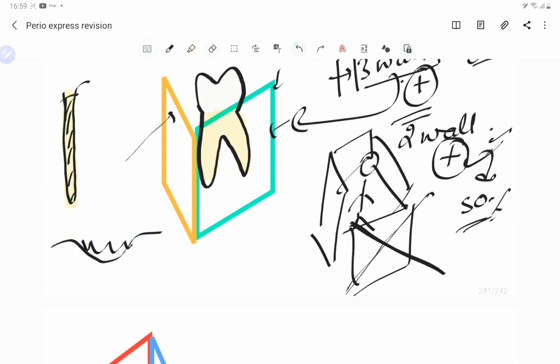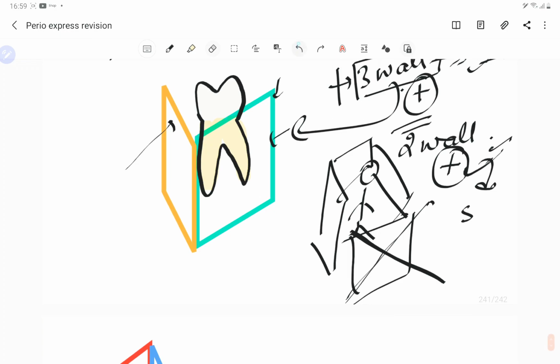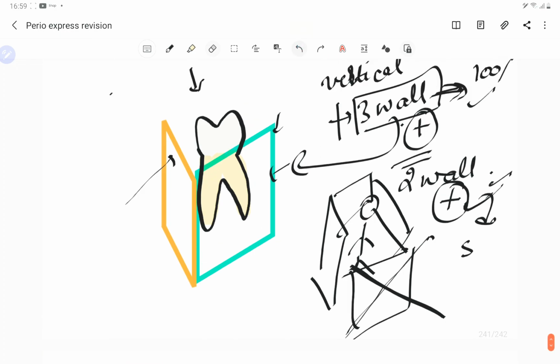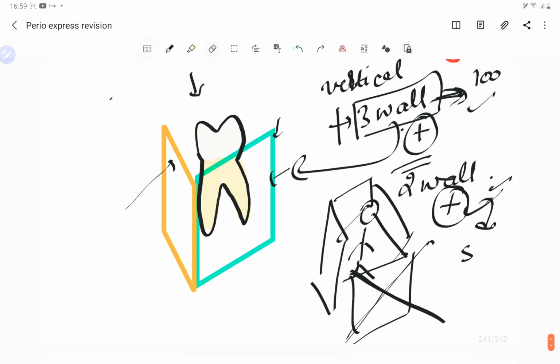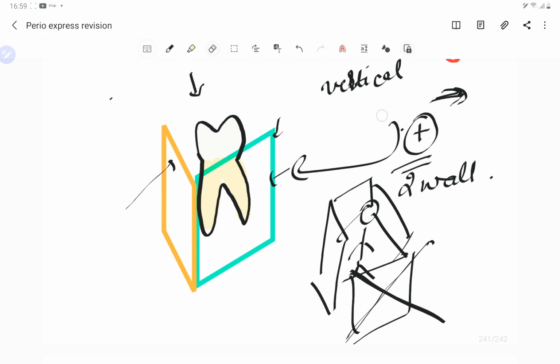So we have talked about the defects. If a 3-wall defect is present, that means 3 walls are present, and we can go for the regenerative procedure. But if a 2-wall shallow and wide defect is present, we have to go for resective surgery, because we cannot do the regenerative procedure for a shallow, wide defect. For a 2-wall defect, we cannot do everything; it is at best 50% regenerative, not wholly regenerative. So this particular situation is a vertical 2-wall defect.